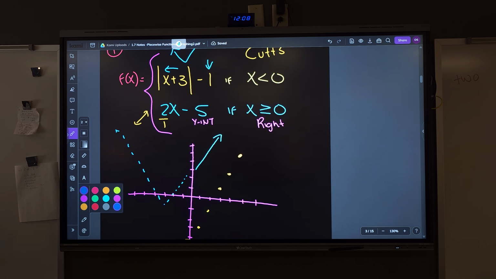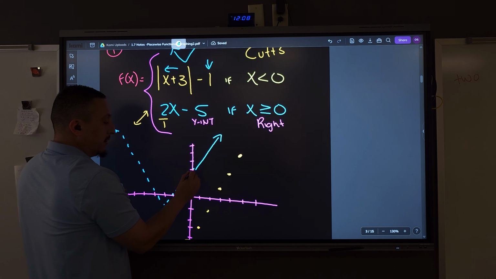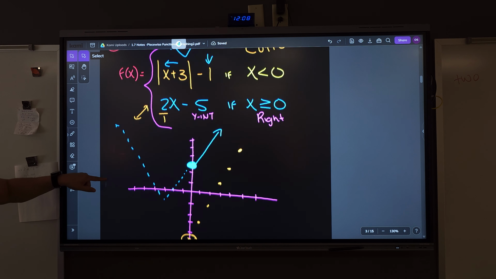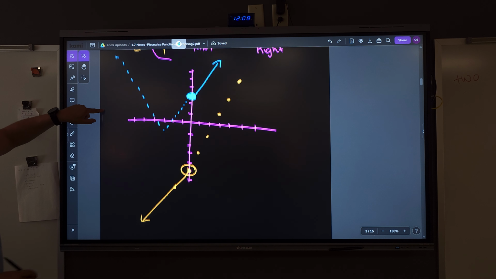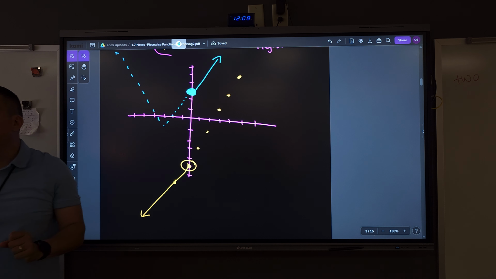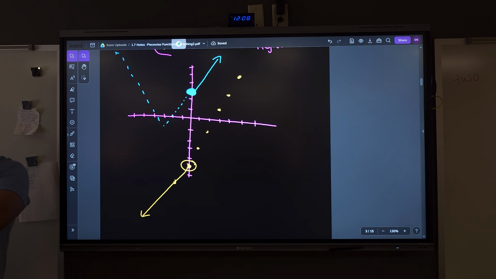Now, should I have a closed dot or an open dot at 0? Equal, right? Closed. So you have to exaggerate that it's touching right there. Okay, that's the first one we do. Notice they don't overlap because this one's closed, this one's open. You're never gonna have both closed, because that's not a function. One has to be open, one has to be closed.